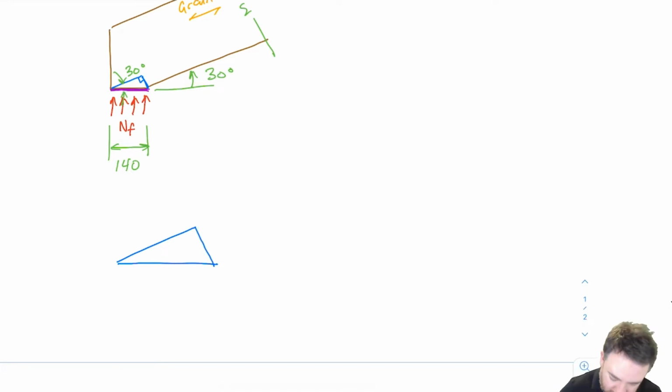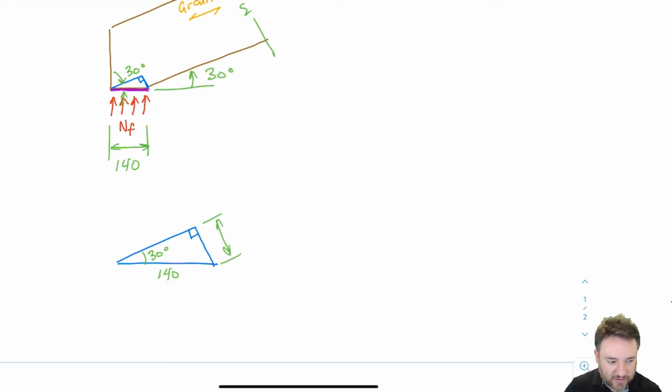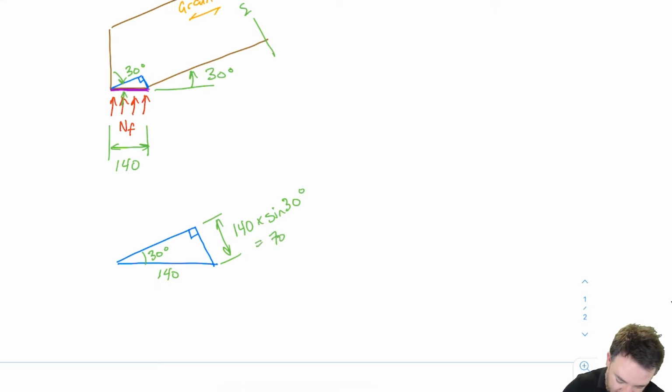Okay, so we have one that's parallel to grain and one that's perpendicular to grain. This here is, as I said, 30 degrees. We know that this side is 140, right? So then what is this side here? Sine is opposite over hypotenuse. So this is 140 times sine 30, and that equals 70 millimeters.